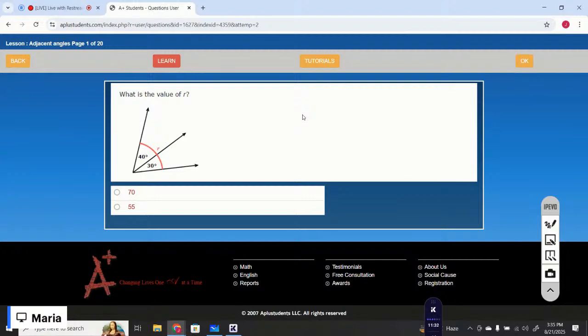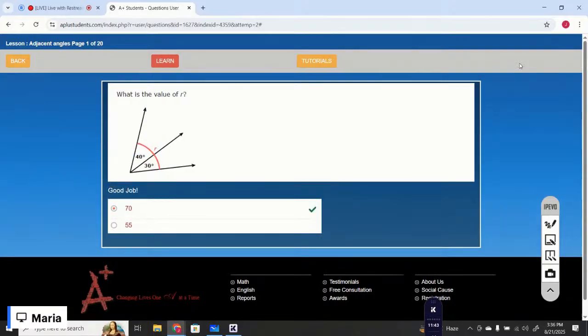So what is the value of R? R, the red line that covers 30 and 40. So 30 degrees plus 40 degrees together makes 70 degrees. Option number one is the correct option.